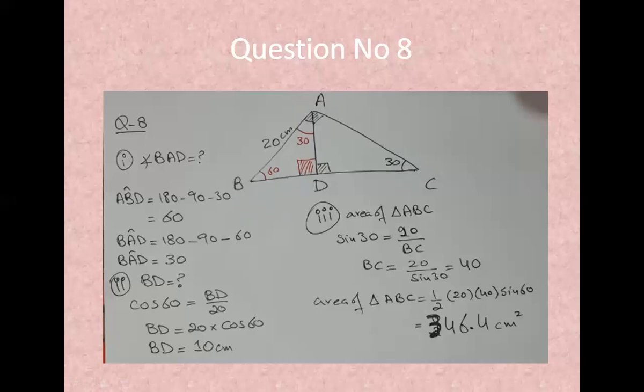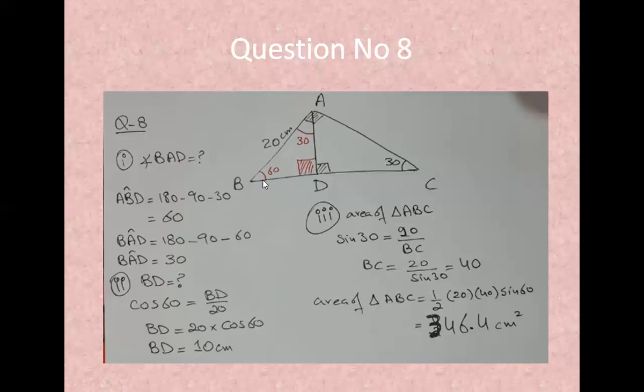Once you know the angle ABD, then I can come into this triangle, ABD triangle. I know this is 90, this is 60, so I can find this third angle, BAD. And the BAD will be equals to 180 minus 90 minus 60, and that will be 30. So the angle BAD is 30 degree. Okay. Then the question is find the BD side.